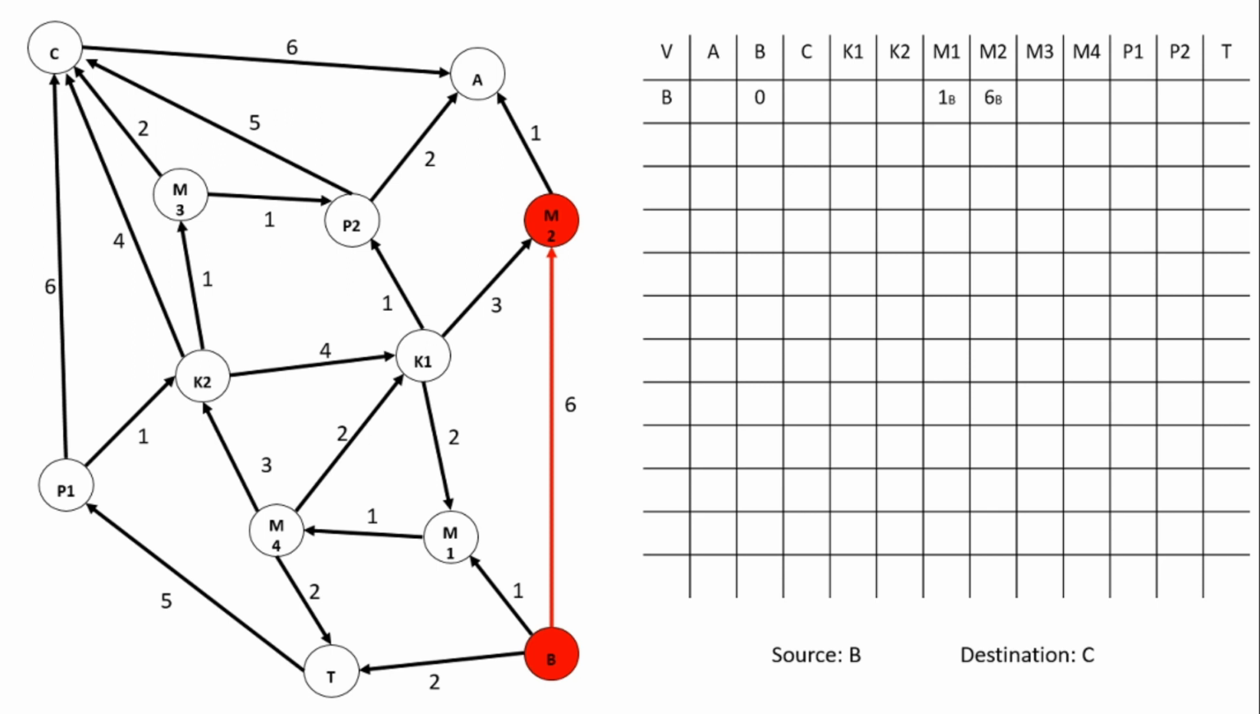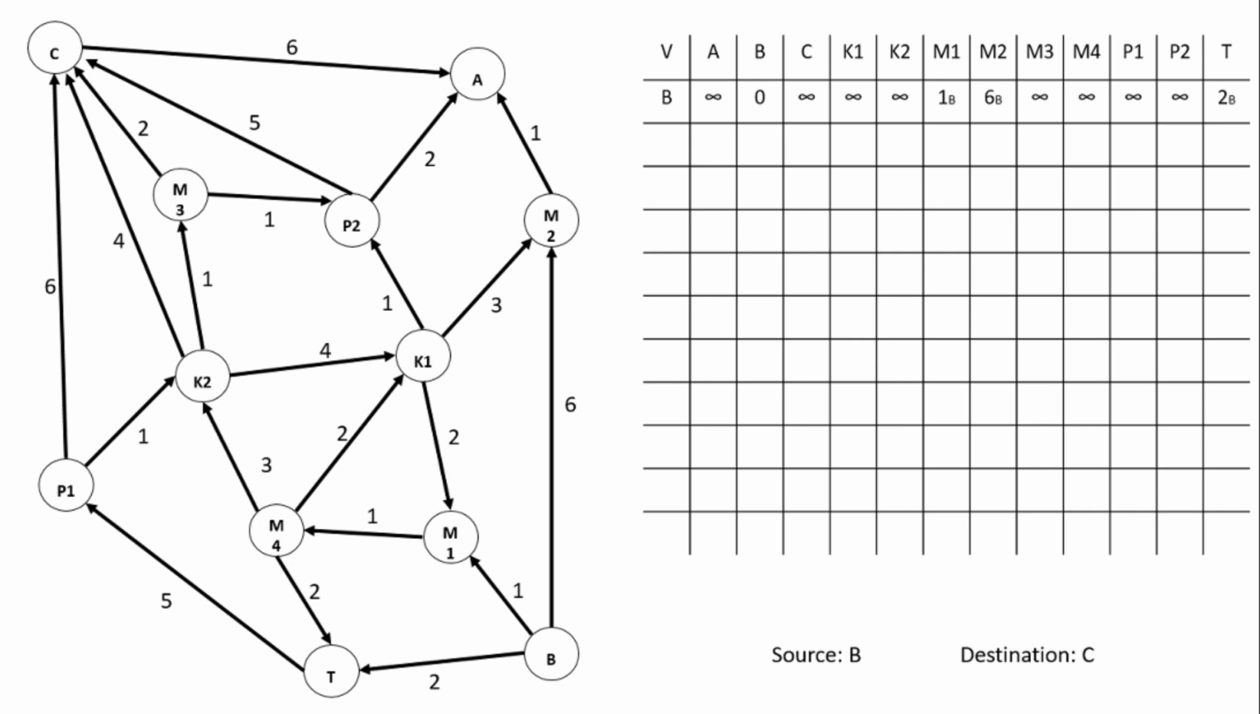Next, visit vertex T. Add vertex B to T, then we have 2 coming from B. Next, since the other vertices are not reachable for now, just leave them with an unknown value, or simply put, infinity.